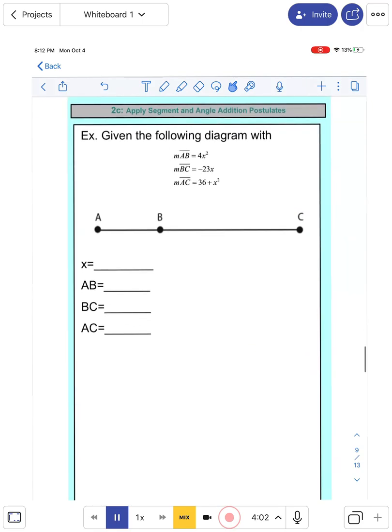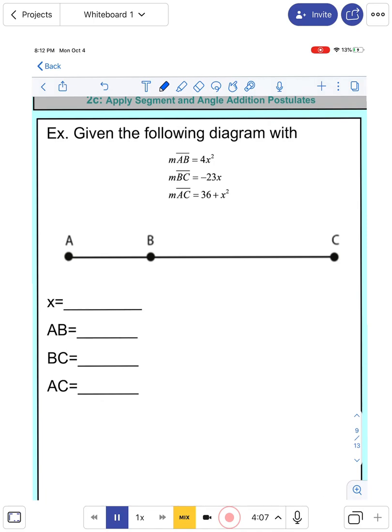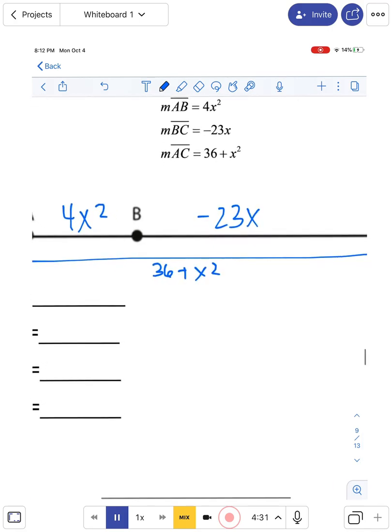All right, next example. I will preface this with that when we did this with the other class, we realized that these numbers turn out kind of funky. But we're going to work through it anyway so you can see it set up and do the factoring with the quadratic. So AB is 4x squared, BC is negative 23x, and then the whole segment AC is 36 plus x squared. So now we're going to say the two parts have to add up to the whole, so 4x squared plus our negative 23x has to equal 36 plus x squared.